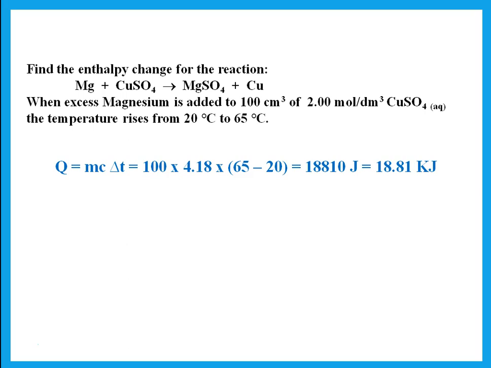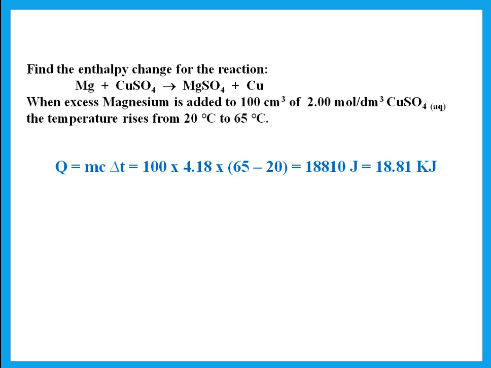So the first thing we're going to do is Q. Reminding you again, Q is the quantity of energy. How do we get it? mc delta T. M is the mass of the solution. Where did I get the mass of the solution? You remember that a solution is mostly water. The density of water is 1. That means the mass of a solution is the same as its volume. So if he says I used 100 centimeter cubed of copper sulfate solution, that is my mass.